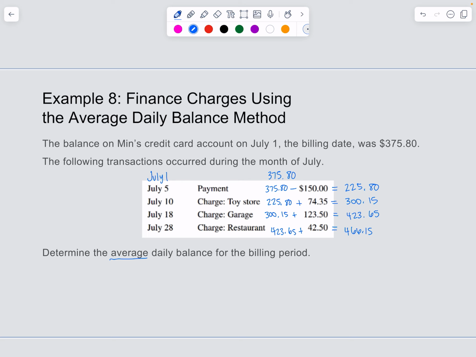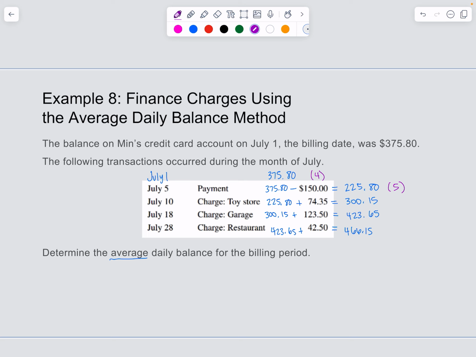Okay? So the 375, let me change colors here, lasted from July 1st up to July 4th, right? On the 5th, it changed. So this one lasted 4 days. From July 5th to July 9th, right? The next change was on the 10th. So from the 5th to the 9th, this one lasted 5 days.